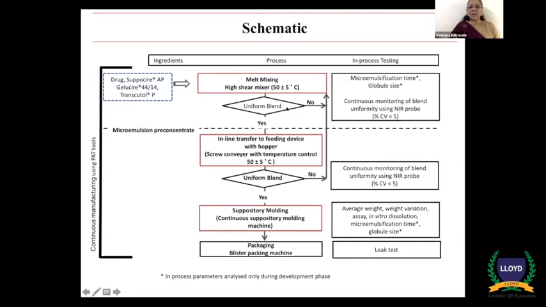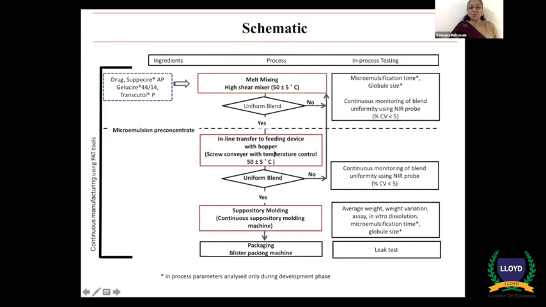And how can it be done in a continuous mode? Make sure that you have blend uniformity. If there's no blend uniformity, it goes back to the container. If there is a uniform blend, it goes ahead, gets mixed with the microemulsion pre-concentrate. And this pre-concentrate, you are checking again for uniform mixing using NIR probes. If it is good, it goes ahead. If not good, it goes back again.